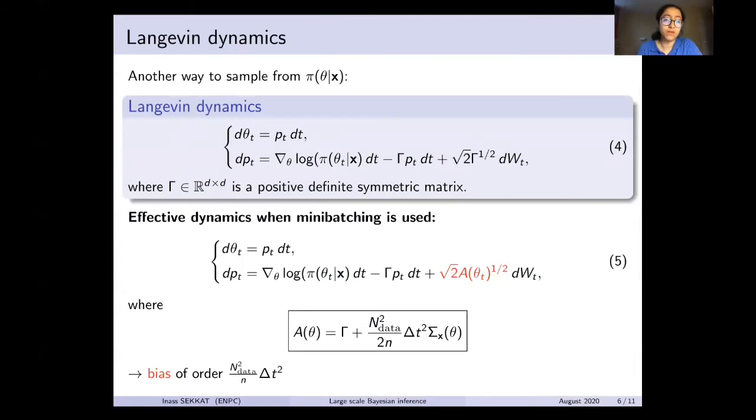So for now, we move to another way to sample from P, which is the Langevin dynamics, and which is given by a first part, which is a Hamiltonian dynamics, plus a fluctuation-dissipation mechanism, which is added to the momenta p. Note that gamma here is a positive definite symmetric matrix.